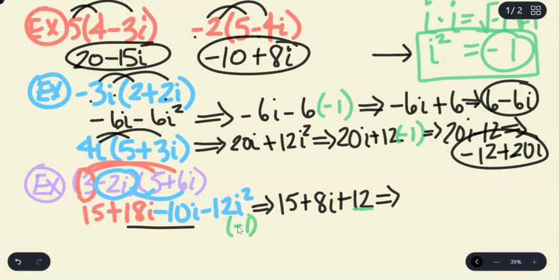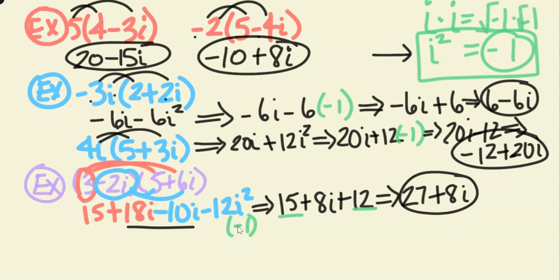Now I can combine my 12 and my 15 to get 27. And then I have my 8i. So when you multiply the binomials together, you're going to get a complex number. They're binomial terms because they're 2 terms each. And we did this a lot when we did FOIL or distribution, whatever you want to call it. FOIL is a form of distribution.